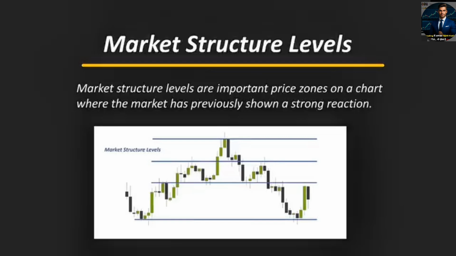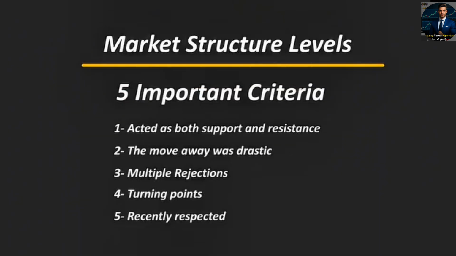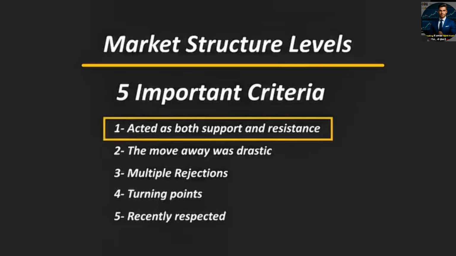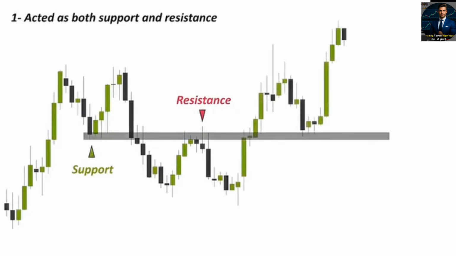Every reaction can be identified as a market structure level, but here are 5 key criteria that make a level strong. Number 1. Acted as both support and resistance. When a market structure level has previously acted as both support and resistance, it becomes more important and increases the chance that the price will reject it again.